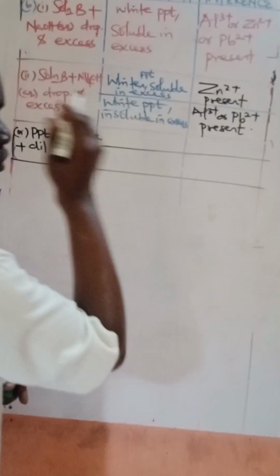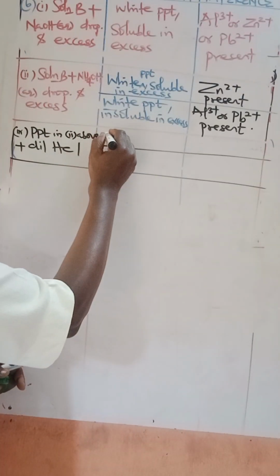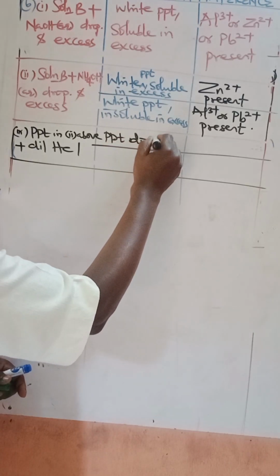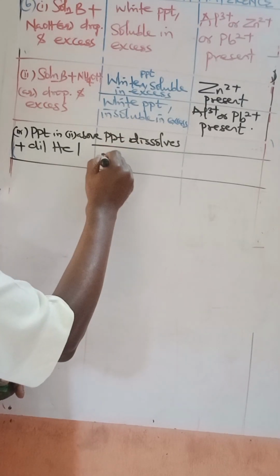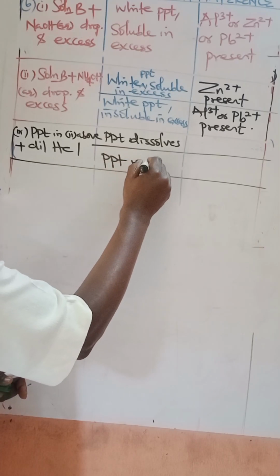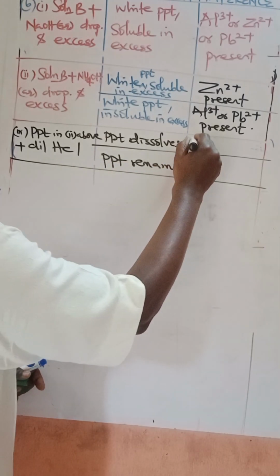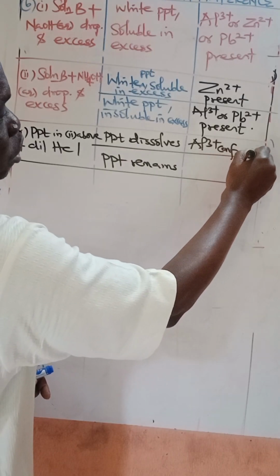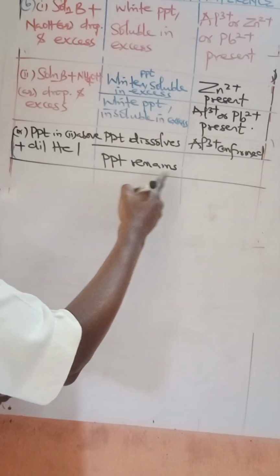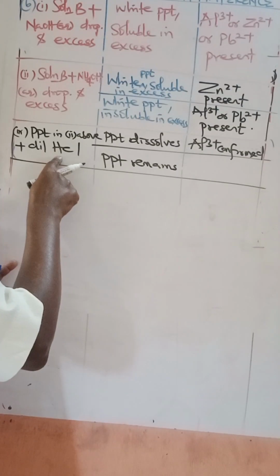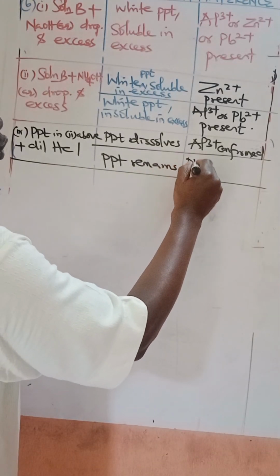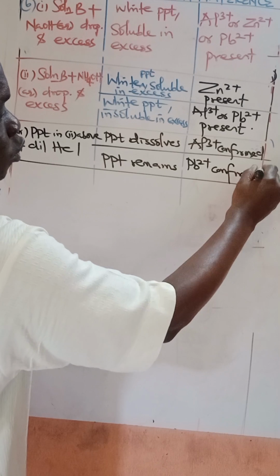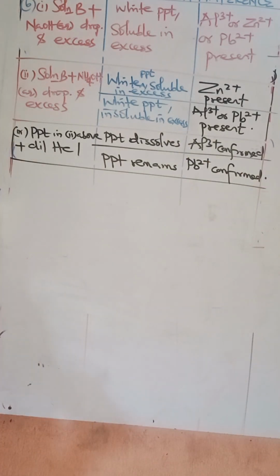Two things are likely to happen. Either the precipitate dissolves or the precipitate remains. Where the precipitate dissolves, aluminum ion is confirmed. Where the precipitate still remains on adding dilute HCl, then lead-2 ion is confirmed.